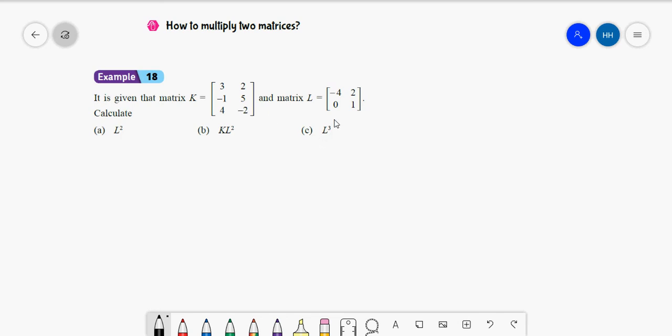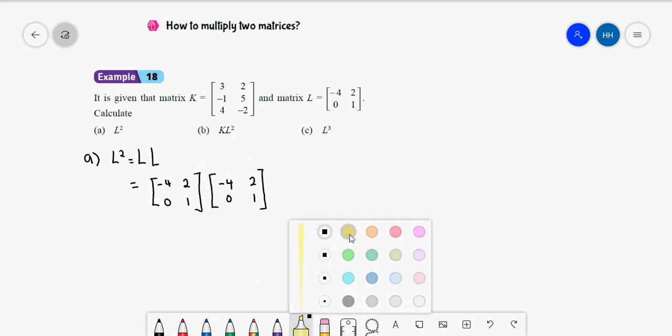Okay, so for this question, we look at question A first. Question A said that calculate L square. L square is equals to L times L. So, you write matrix L 2 times: -4, 2, 0, 1. And write again -4, 2, 0, 1. And then you multiply the two matrices.